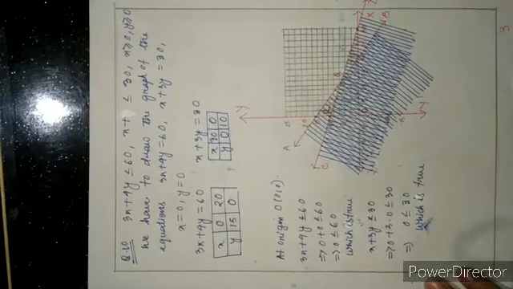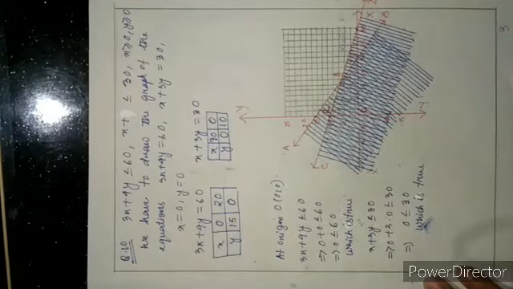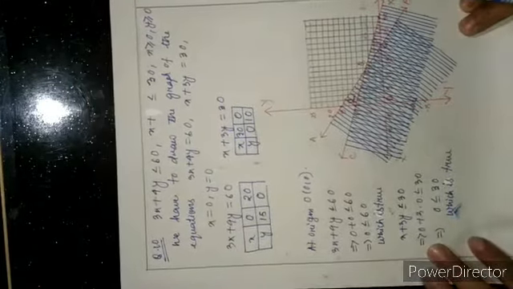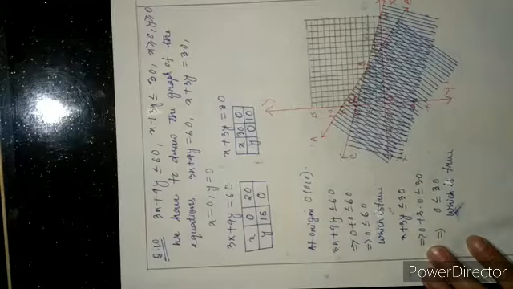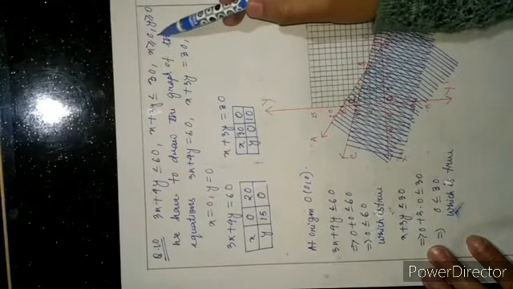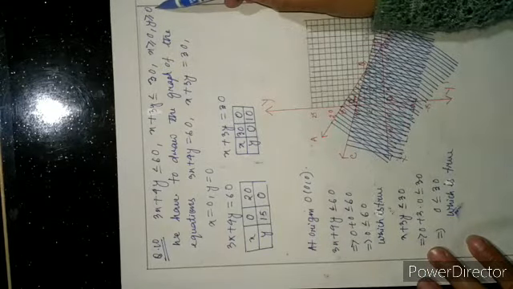Find the solution region of the inequalities 3x plus 4y less than or equal to 60 and x plus 3y less than or equal to 30 and x is greater than or equal to 0 and y is greater than or equal to 0.